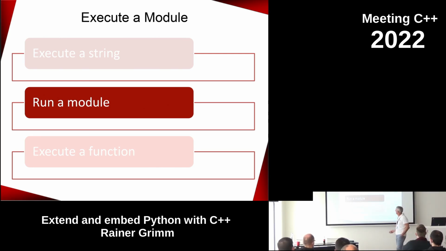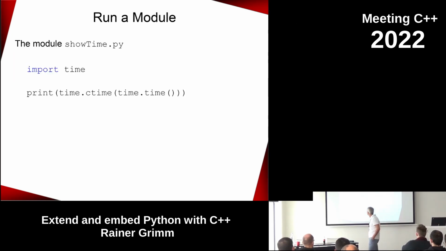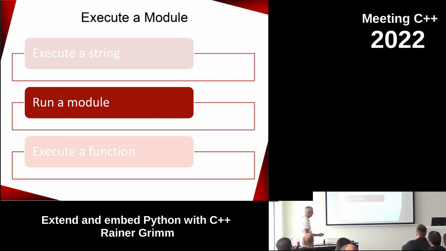I can let run a module. This module is called showtime.py, and this is what I want to invoke from C. Now, almost the same stuff, but inside a module. And what I have to do is the following.